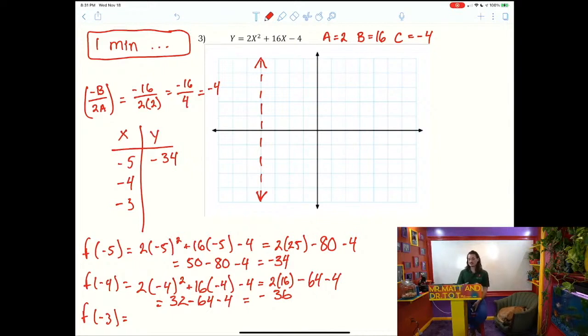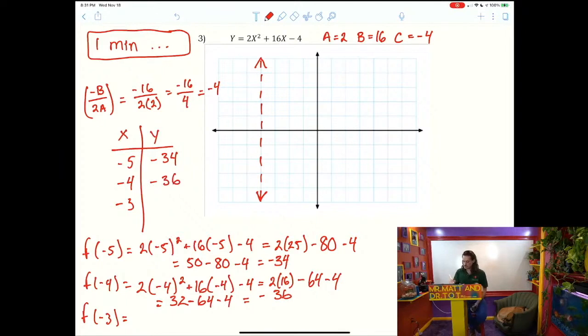Now I'd suspect that this next value, f of negative 3, is going to be negative 34 because we're an equal distance from the axis of symmetry, x is equal to negative 4. So I would suspect it to be the same value as the output when x is equal to negative 5, because parabolas are symmetrical. But let's just go ahead and check here.